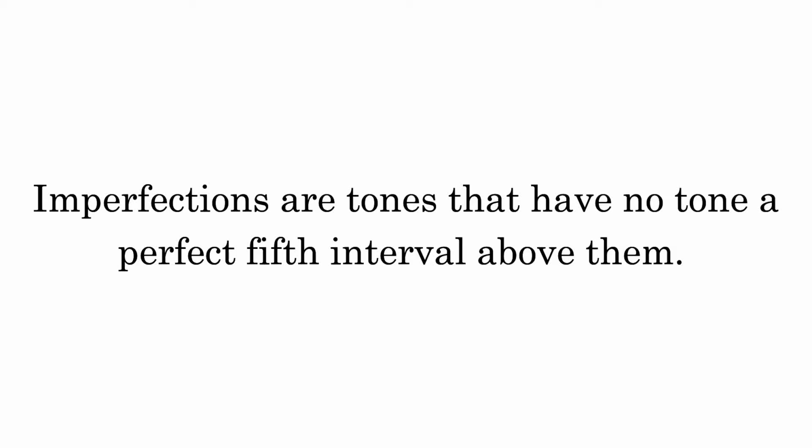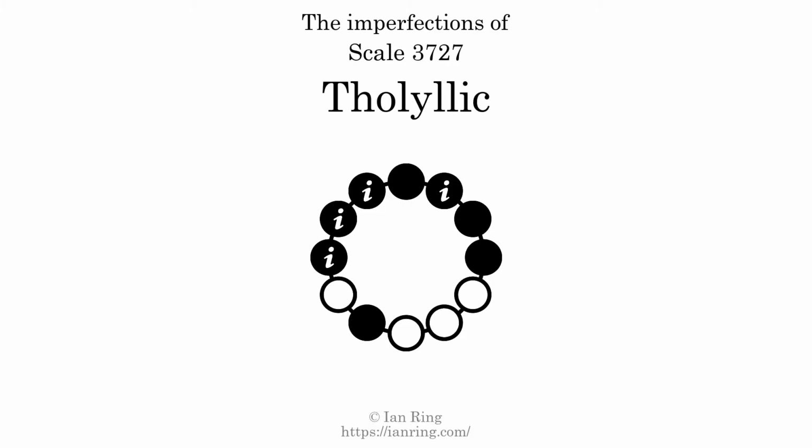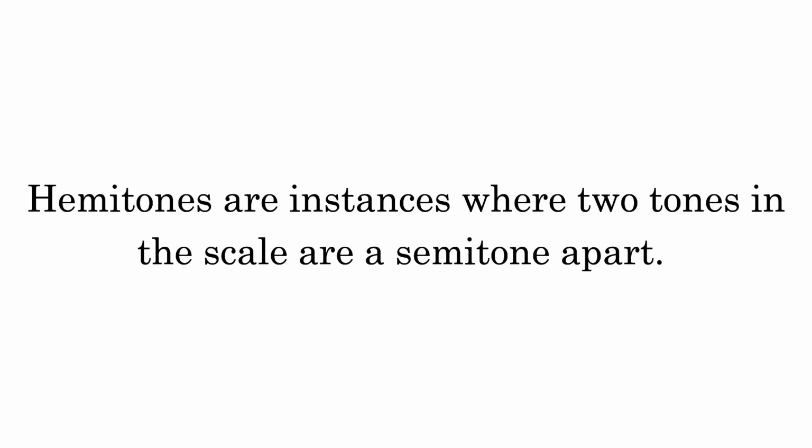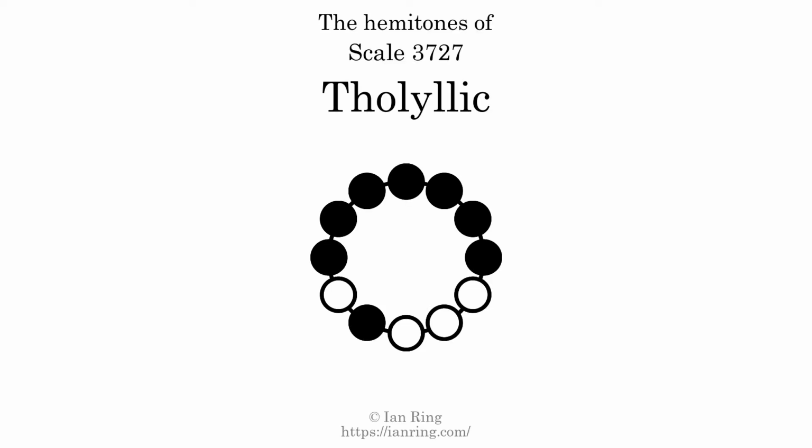Imperfections are tones that have no tone a perfect fifth interval above them. This scale has 4 imperfections. They are at positions here, here, here, and here. Hemitones are instances where 2 tones in the scale are a semitone apart. This scale has 6 hemitones. They are at positions here, here, here, here, here, and here.